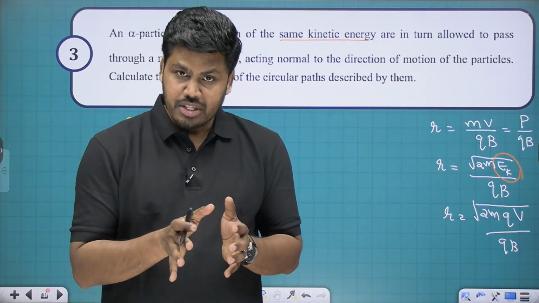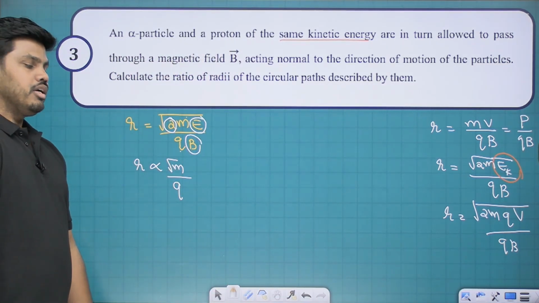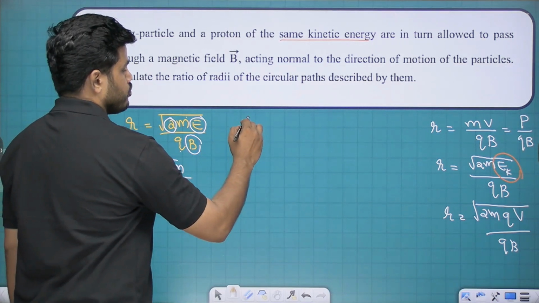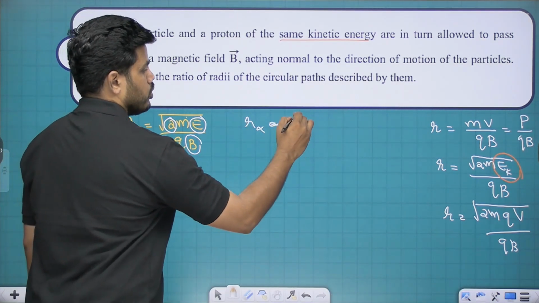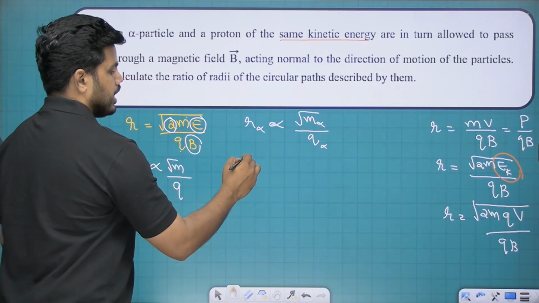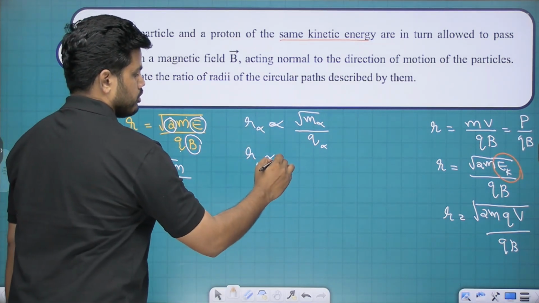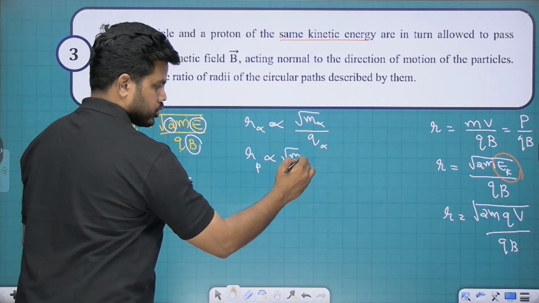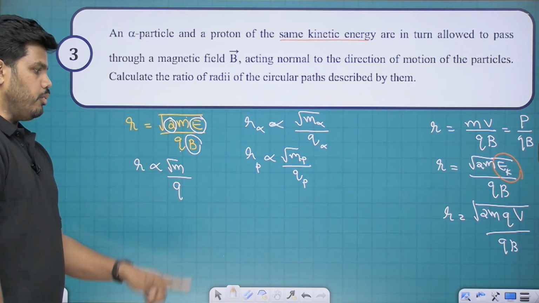Since we have to find out only the ratio, we can use this relation. Yes, root m by q. So the radius of alpha particle is going to be proportional to root of mass of alpha by charge of alpha, and that of proton is proportional to what? Root of mass of proton by charge of proton, because it is proportional to root of m by q.